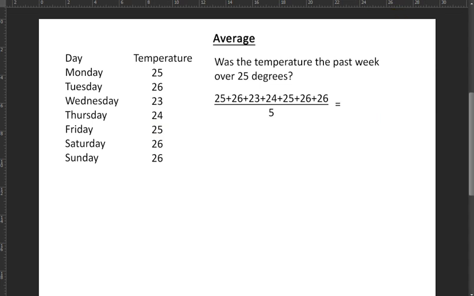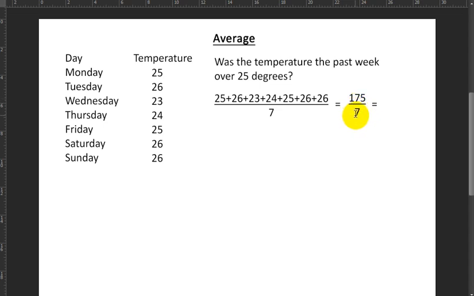Again with the 5. Sorry about that. This was supposed to be 7 because there are 7 days. I shouldn't be dividing by 5. So 175 over 7. And now I want to do this division, 175 divided by 7.